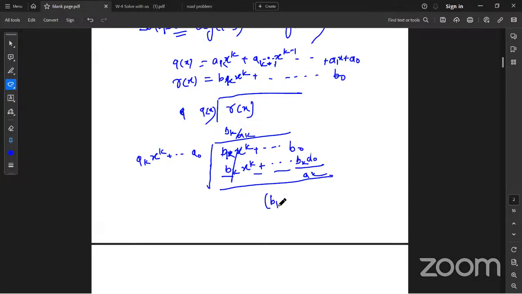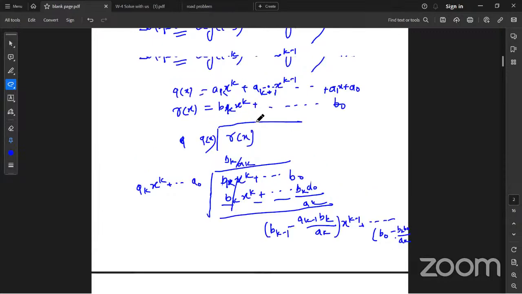You will get bk minus 1 minus ak minus 1 into bk divided by ak, into x raised to the power k minus 1, and up to like this. And in the last term, what will be the last term? b naught minus bk into b naught divided by ak, right?